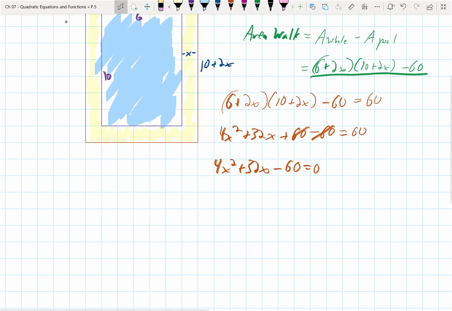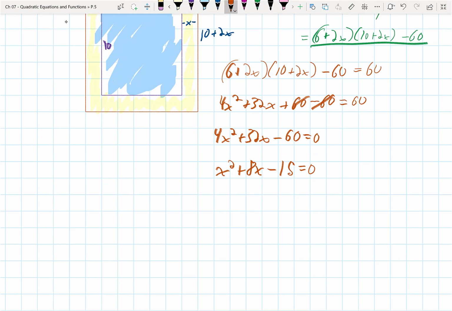Clearly, I can see both the left and right side are divisible by 4, so I get x squared plus 8x minus 15 is equal to 0. 15 will factor into 5 and 3, which looks like it would get me to 8, but the signs are wrong. So I actually need to complete the square on this or do quadratic formula. Just to practice, I'm going to complete the square. x squared plus 8x, we're going to add a 16, because that's half of 8 squared, equals 15 plus 16.